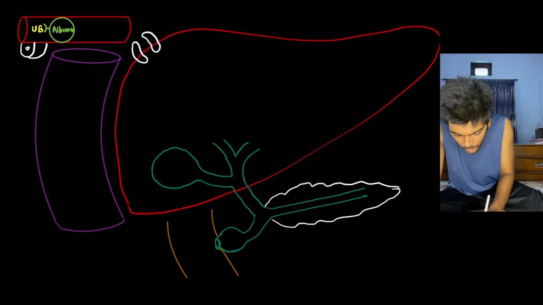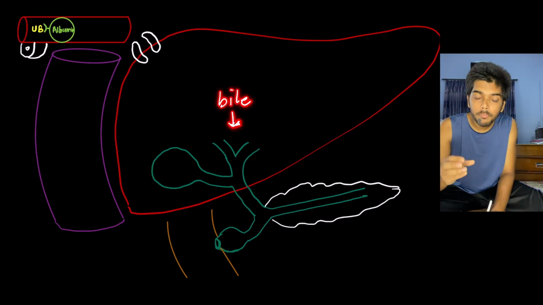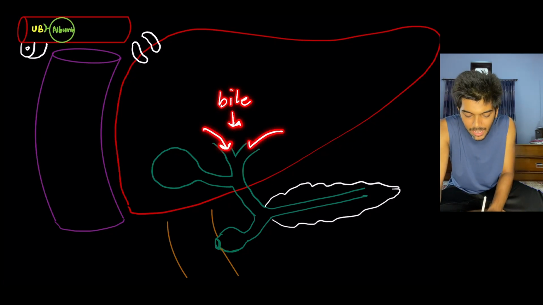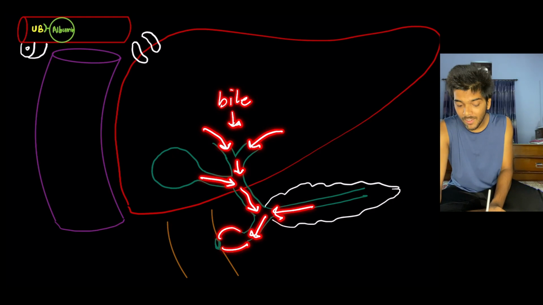Okay. The liver makes bile. The bile goes through the bile canaliculi present within the liver, and then through the right and the left hepatic duct, then the common hepatic duct, which fuses with the cystic duct, forming the common bile duct, which fuses with the pancreatic duct, forming the hepatopancreatic duct, which opens into ampulla of Vater, which is guarded by the sphincter of Oddi, which opens into duodenum.